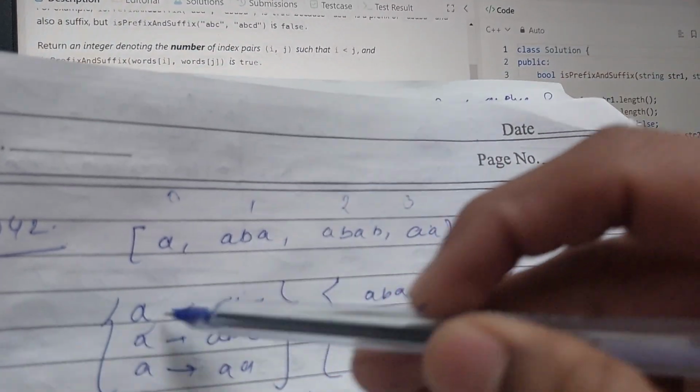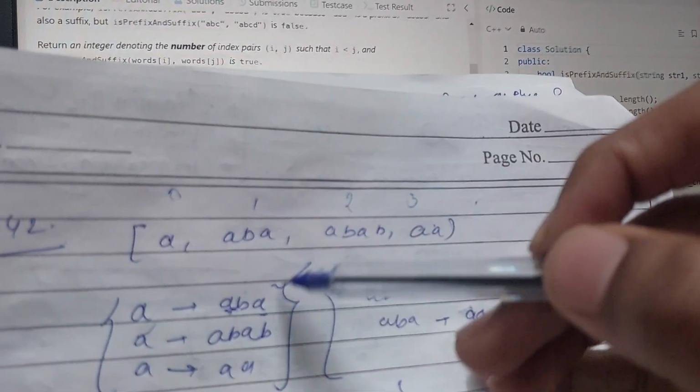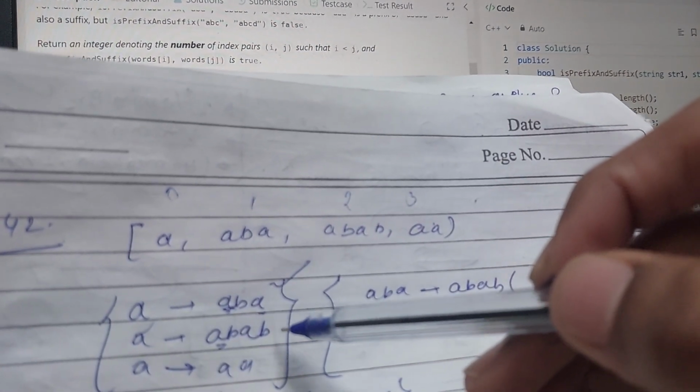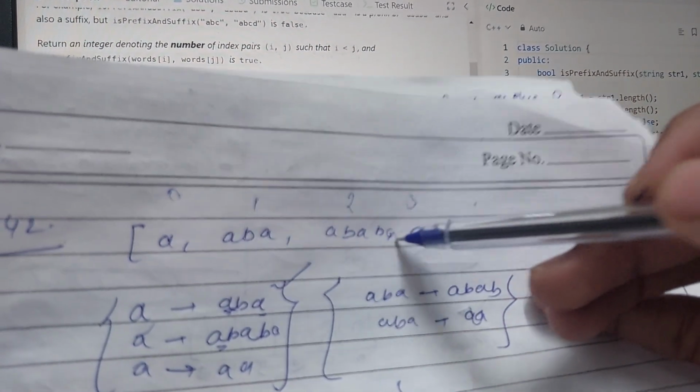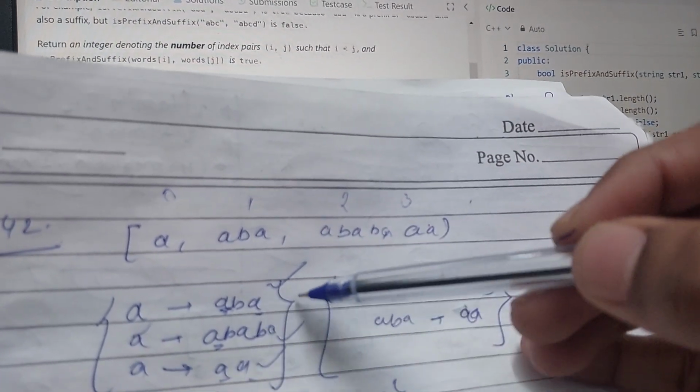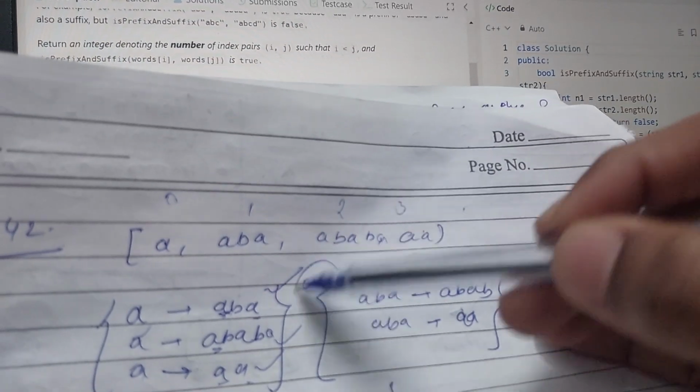Against aba, a is the prefix and also the suffix. This follows the condition. Against abab, a is the prefix and also the suffix. Against the last a string, a is also prefix and suffix. So we have count equal to 3. We increase the count to 3.